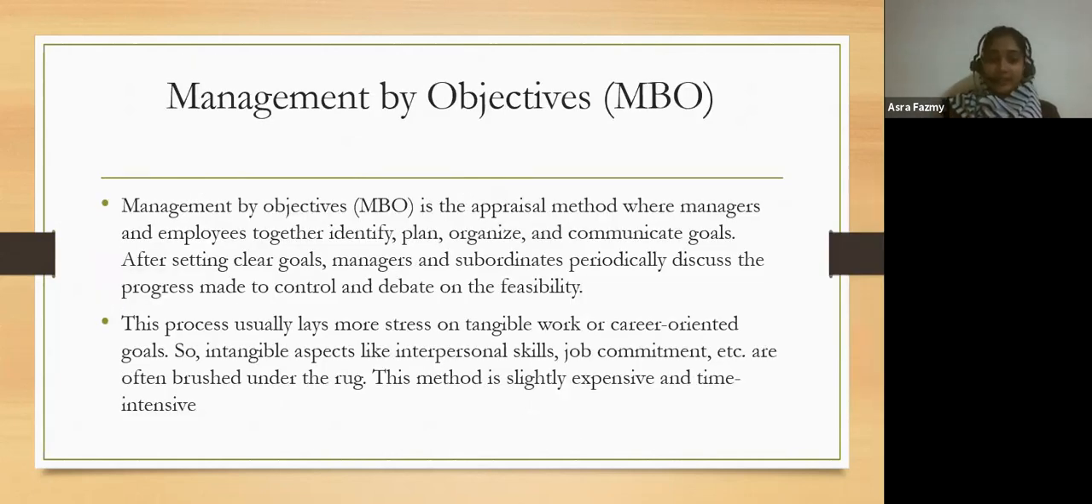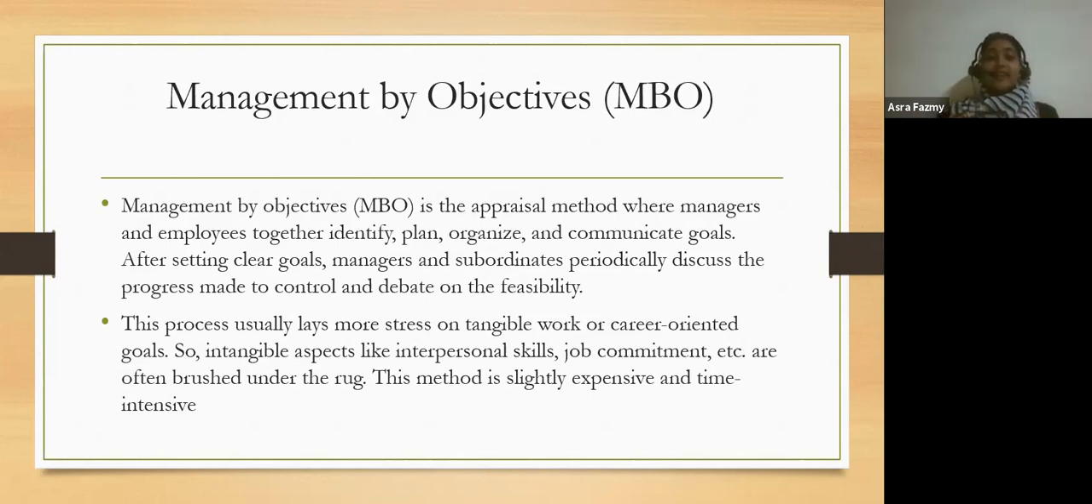After setting clear goals, managers and subordinates periodically discuss the progress made, to control and debate the feasibility. So once a goal is set, you are in the process of achieving those goals for 2020. On and off, maybe once or twice a month, both the manager and the subordinate, for example me and Prashant, will sit together and discuss. This was the goal that we planned, and this is where we are now. Are we on track? Is everything under control? If anything has gone wrong, what do we have to do to get back on track?